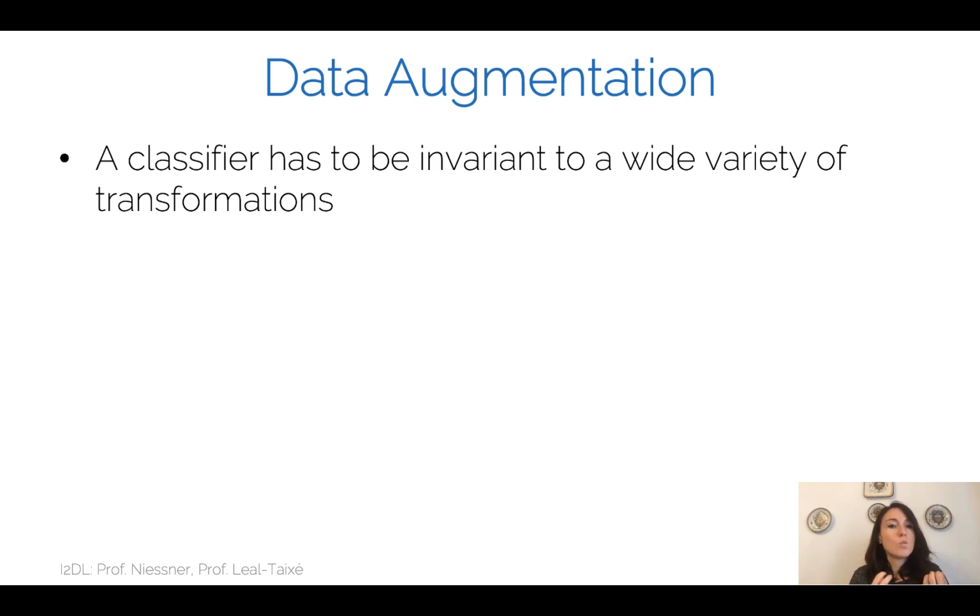So we know that our classifier, let's say we're building a classifier for cats, and we know that cats can be found in a variety of poses. So our classifier has to be actually invariant to this wide variety of transformations.